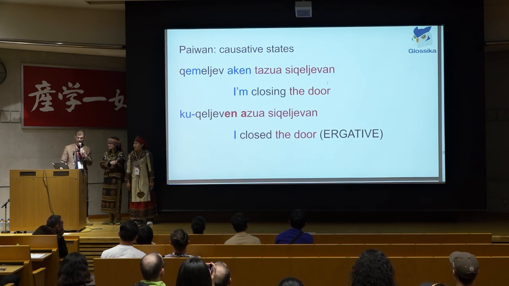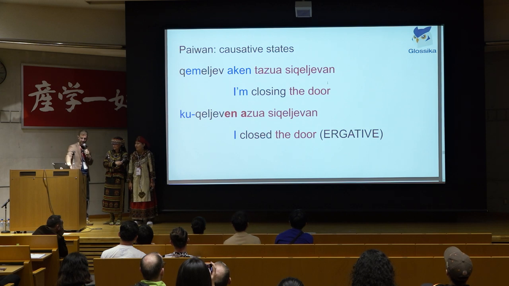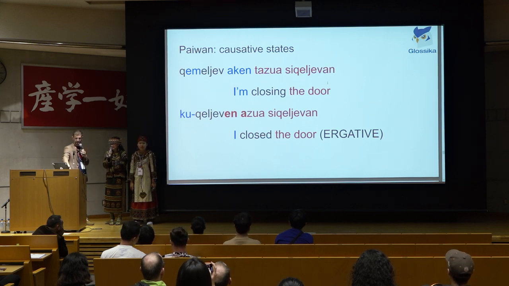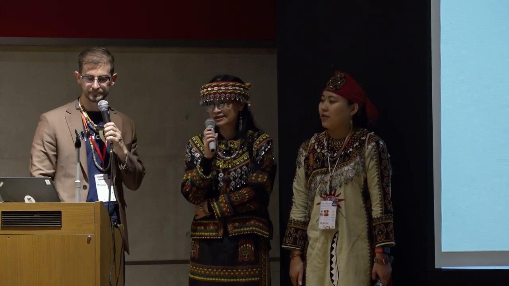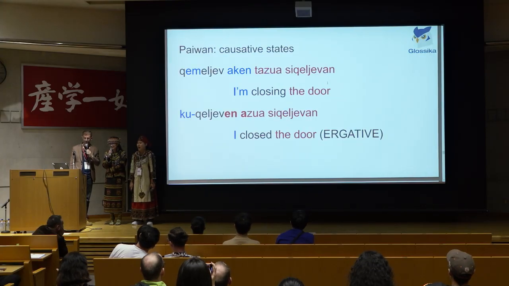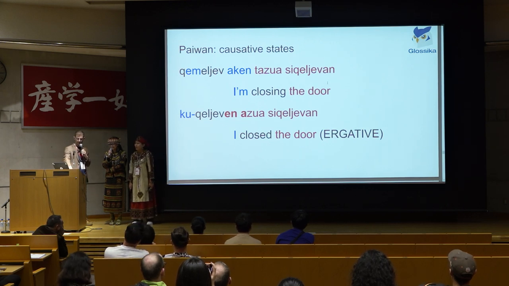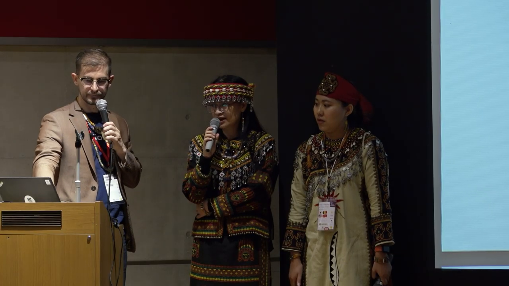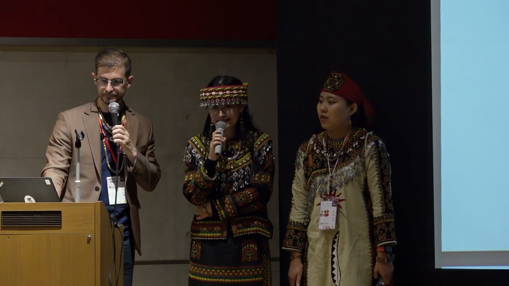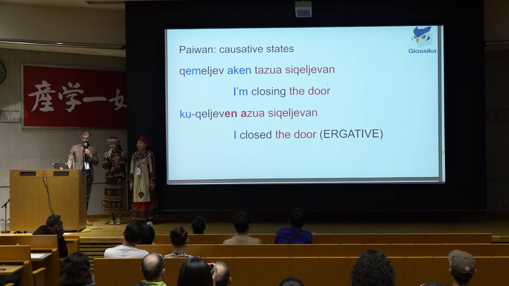Okay, so in the next one, let's try another sentence here. And then I close the door. Here we're adding that particle to the beginning of the verb. Gu means I, okay? Gu. Gu galavan azua shikalavan.